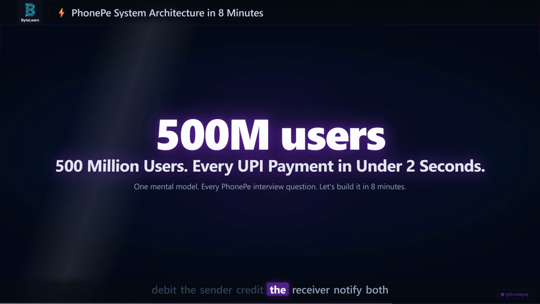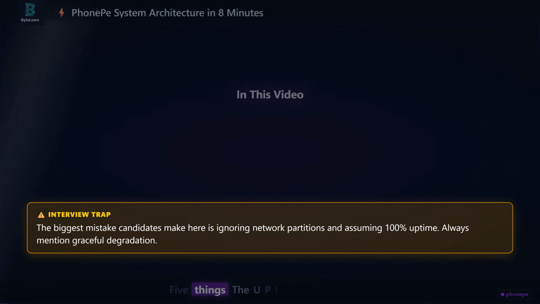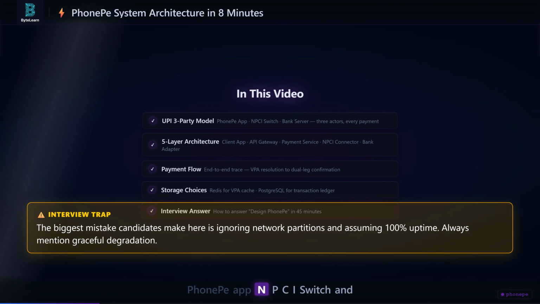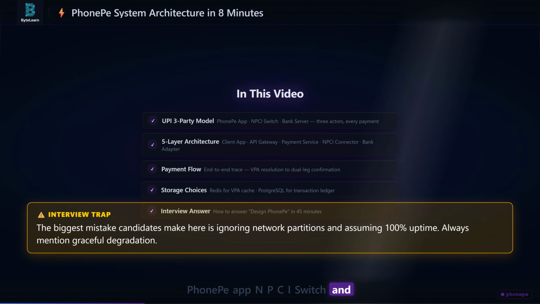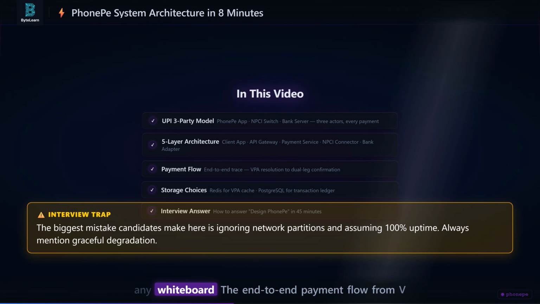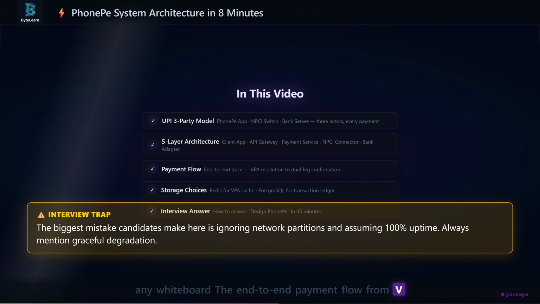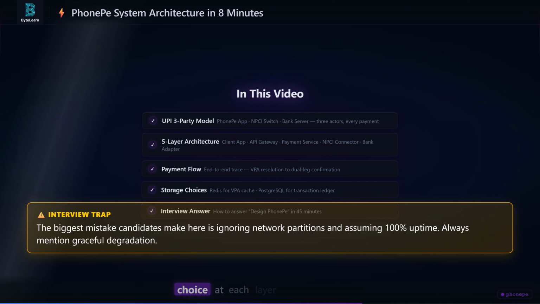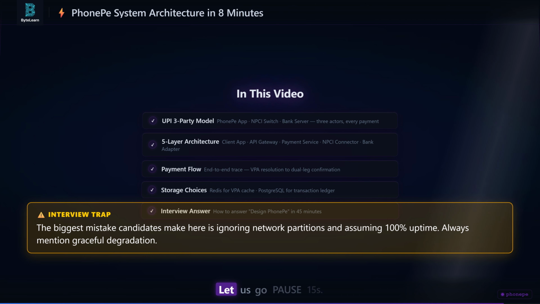8 minutes from now, you will understand the complete PhonePe system and be ready for any interview question about it. 5 things. The UPI three-party model: PhonePe App, NPCI Switch, and the bank. The 5-layer architecture you draw on any whiteboard. The end-to-end payment flow from VPA resolution through dual leg confirmation. The storage choice at each layer, and why, and the interview framework for design PhonePe in 45 minutes.